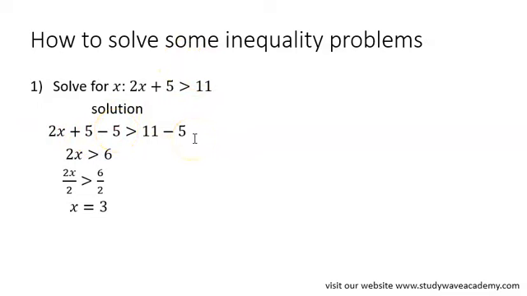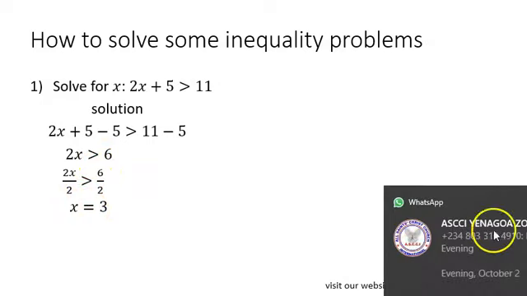So when we do that, we have 2x over 2 is greater than 6 over 2. To isolate x, 2 divided by 2 will give us x, and 6 divided by 2 is 3, so x is greater than 3. Okay, we have solved one inequality.